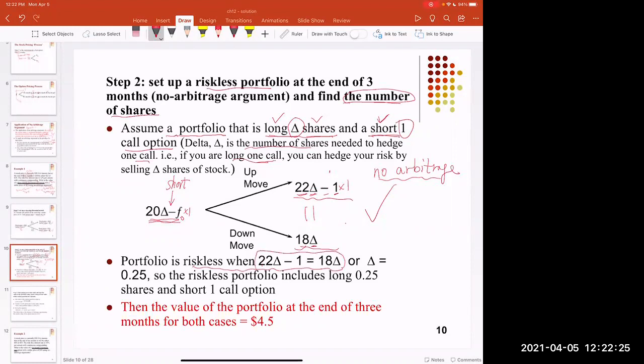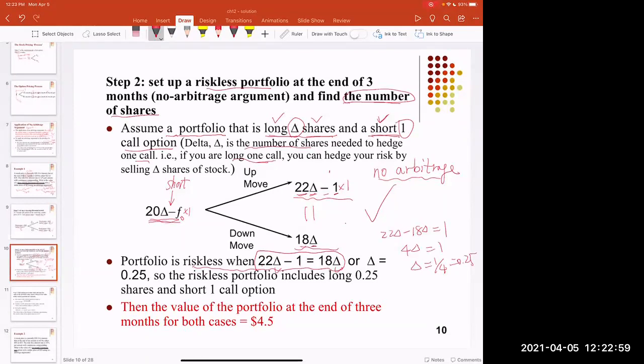So starting from this equation, we can solve the delta, okay? How? We can move 18 delta to the left-hand side, 1 to the right-hand side. So 22 delta minus 18 delta equals 1, okay? So 22 delta minus 18 delta, that's what? 4 delta, right? Equal 1. So delta equals 1/4. So that's 0.25 shares.